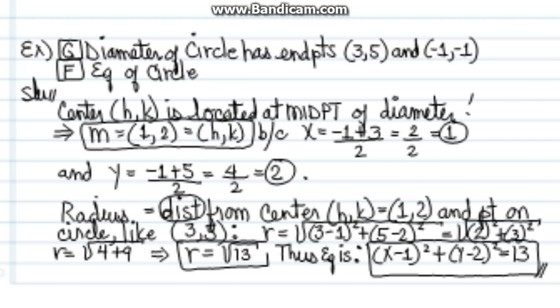What happens when you take a square root and raise it to a second power? The square and the square root cancel one another out. That's why we're left with just the number 13 on the right side of the equal sign. And we are finished. That is the equation of our circle.